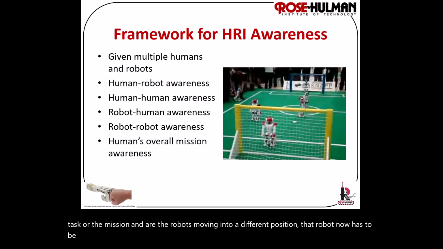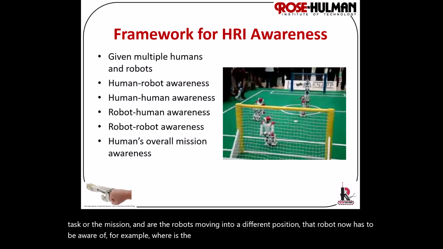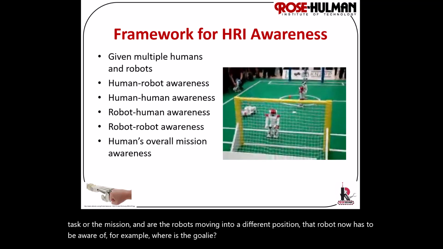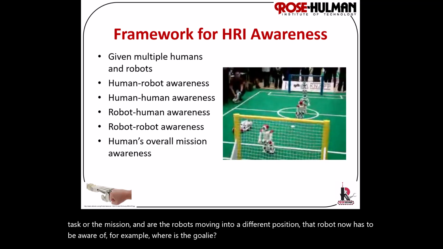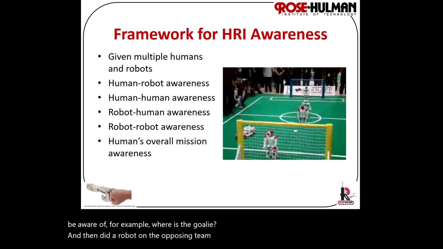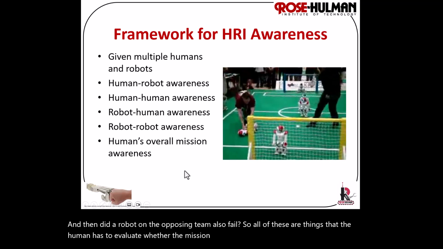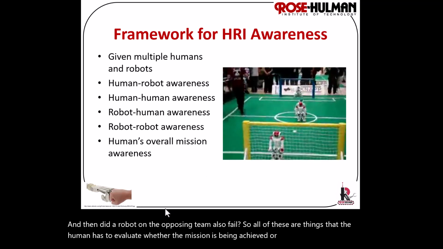For example, where's the goal? And then did a robot on the opposing team also fail? So all of these are things that the human has to evaluate whether the mission has been achieved or not, but the robots also have to have some awareness of that.